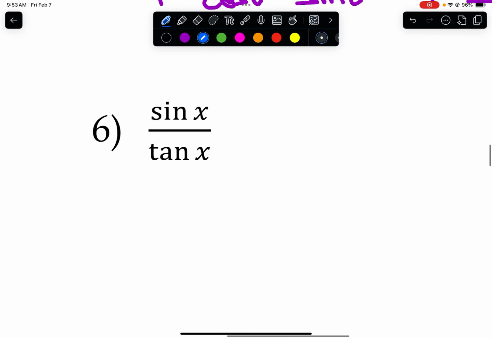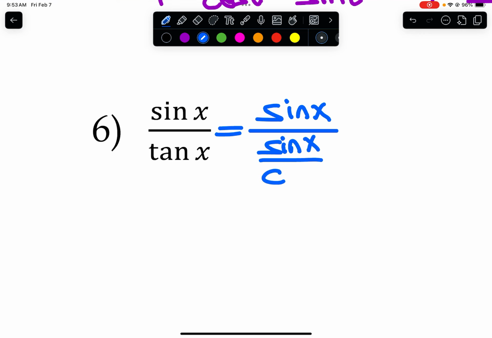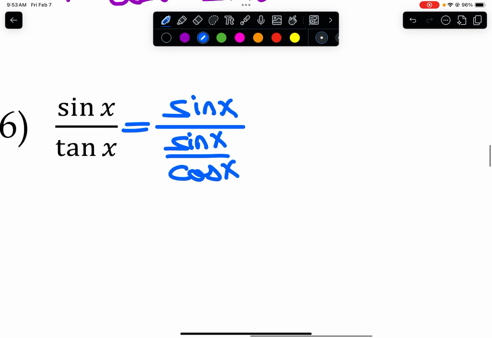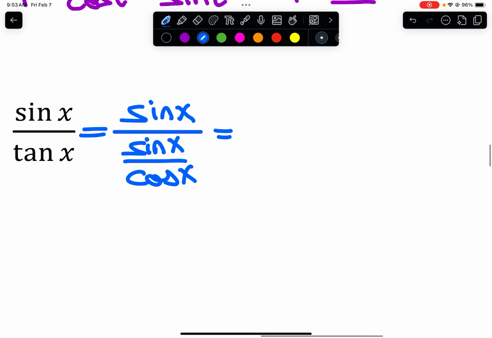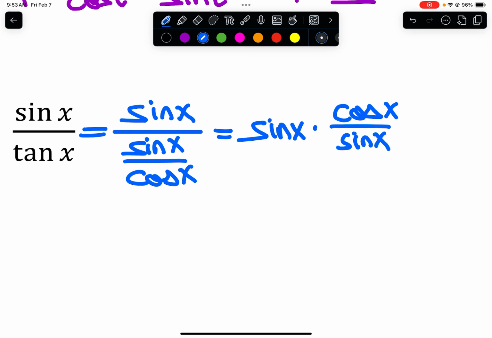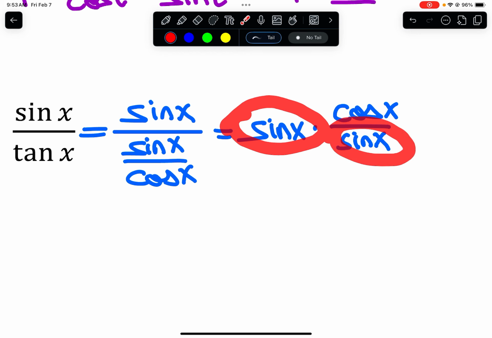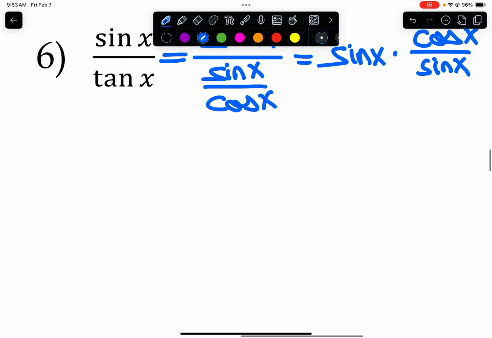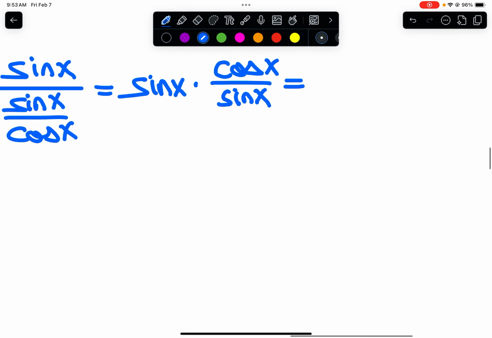Now number 6. So now we've got sine x over tangent x. Tangent x is going to simplify to sine x over cosine x. Once again, as you remember, if I am dividing by a fraction, multiply by the reciprocal. So this will turn to sine x times cosine x over sine x. Now I've got a sine x in both the top and the bottom, so those can simplify. All I've got left in this case will be cosine x.